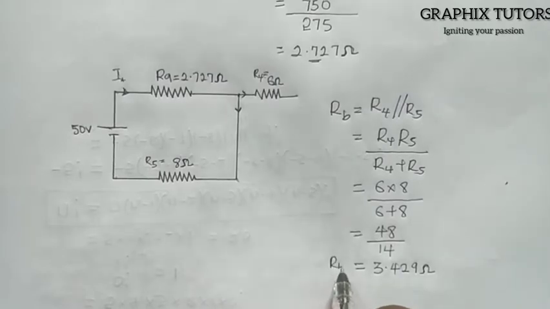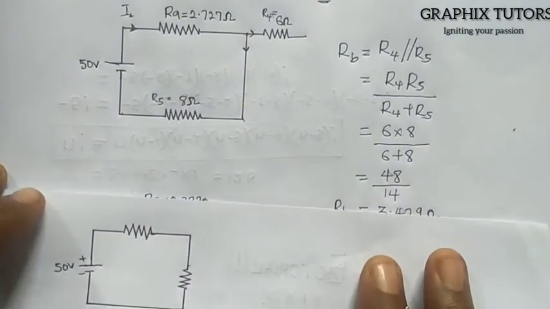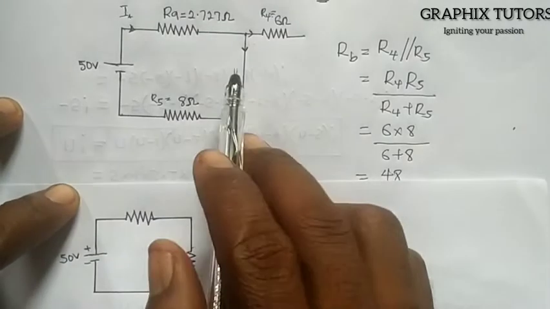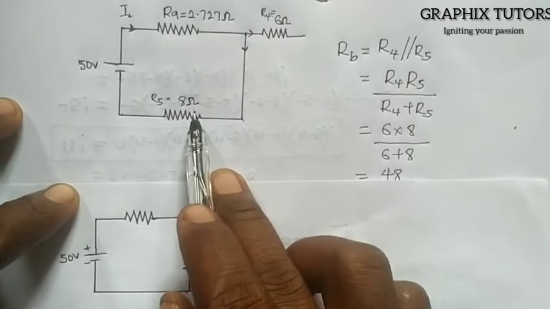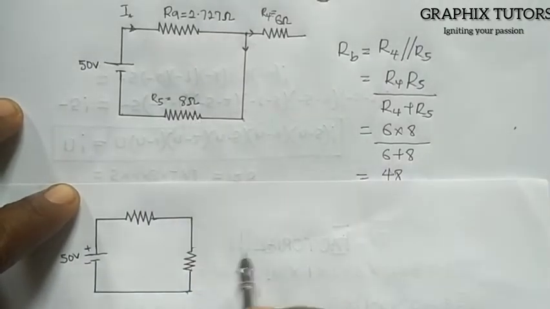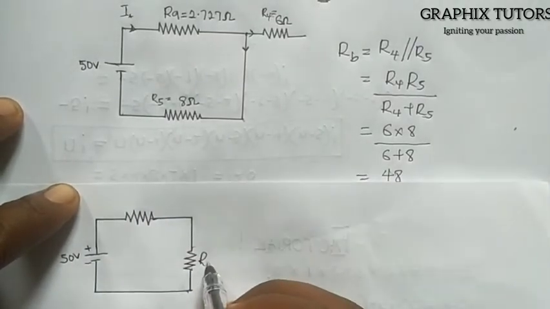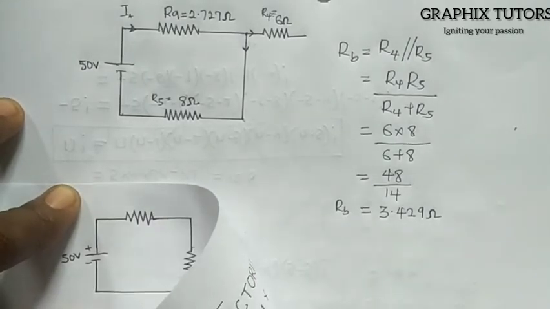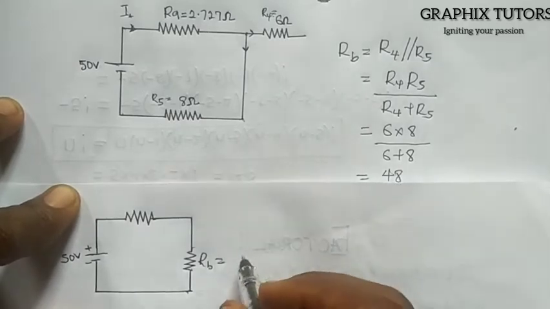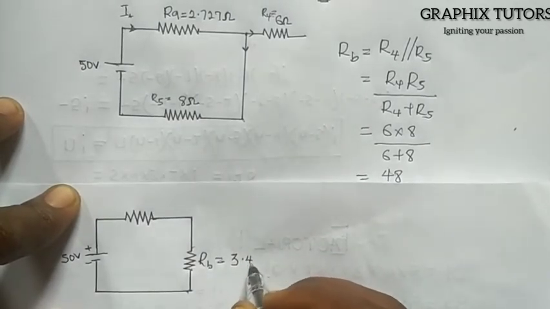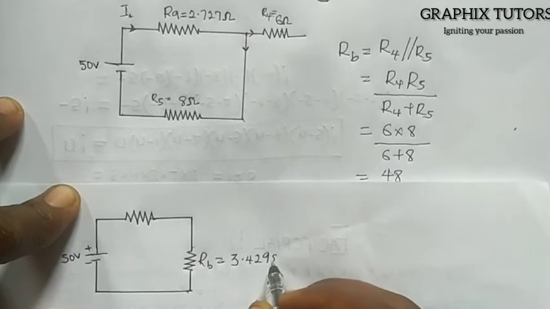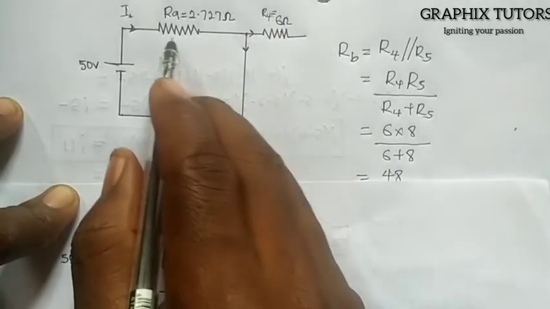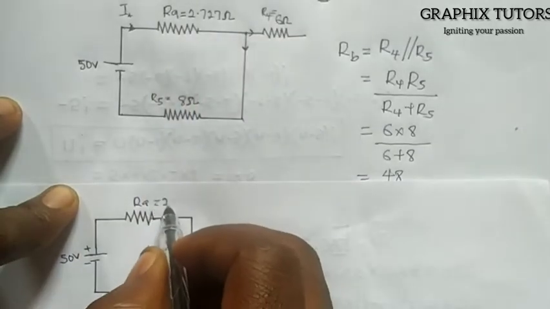That will be my RB. Now, when you withdraw, we end up having this, because we've made these two equal to one, and that is my RB. So my RB is equal to 3.429 ohms, and my RA still remains where it is because it's in series, and that will be what?